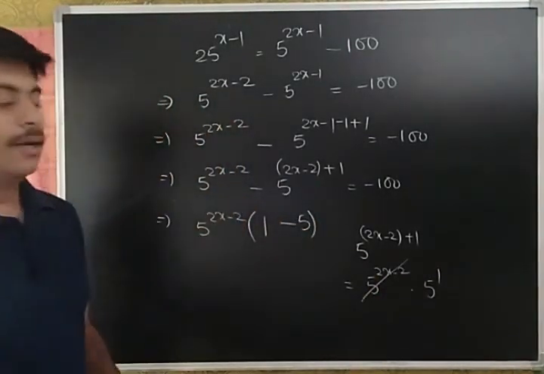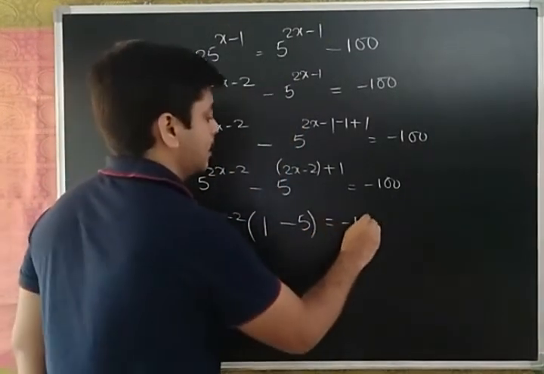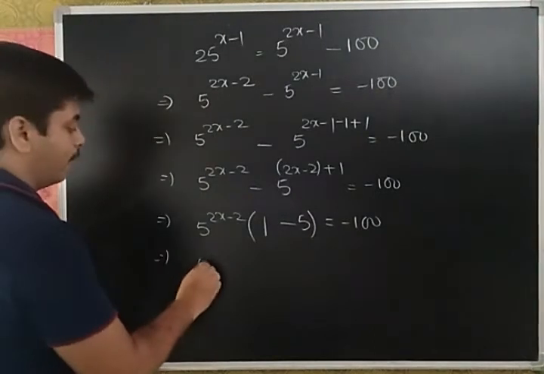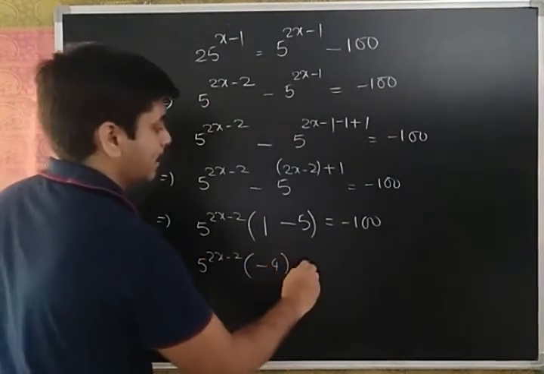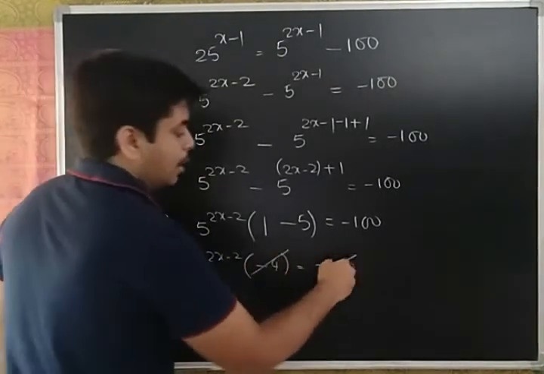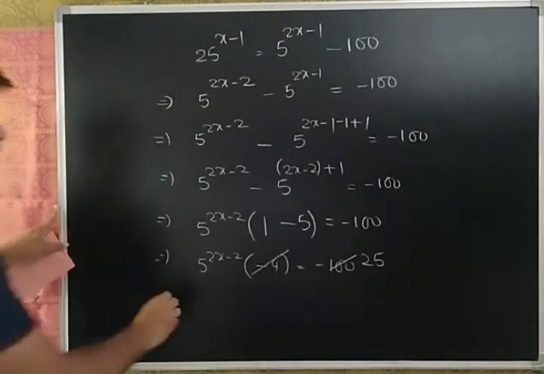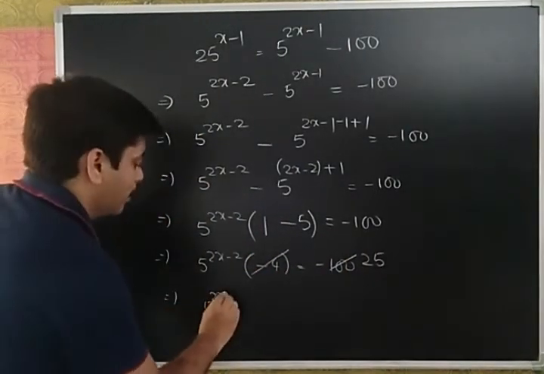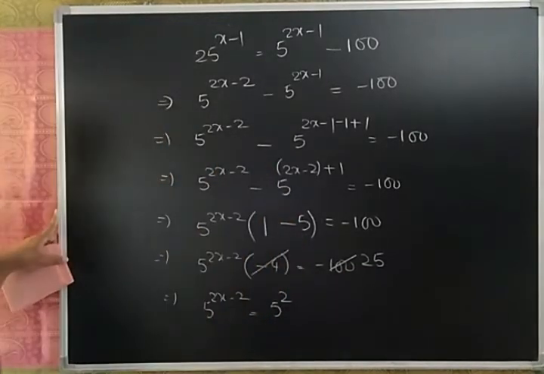We are left with 5. So the expression is equal to minus 100. So 5 power 2x minus 2 into 1 minus 5, which is minus 4, is equal to minus 100. Cancelling this, 4 ones are 4, 25. So even the negative gets cancelled. So 5 power 2x minus 2 is equal to 25, which is equal to 5 square.